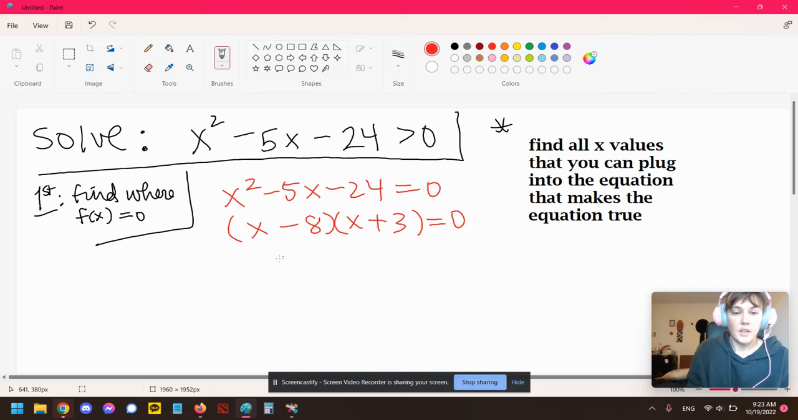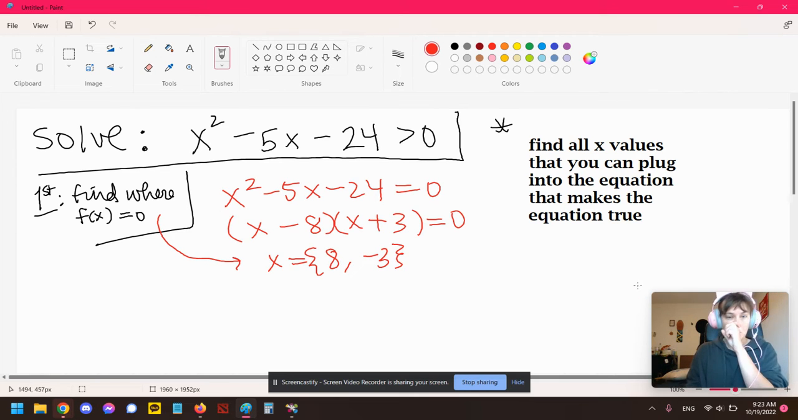Great. And that means my actual points where it equals 0 are positive 8 and negative 3. If I plugged in positive 8 to x squared minus 5x minus 24, it would give me 0. Same thing if I plugged in negative 3. Cool.